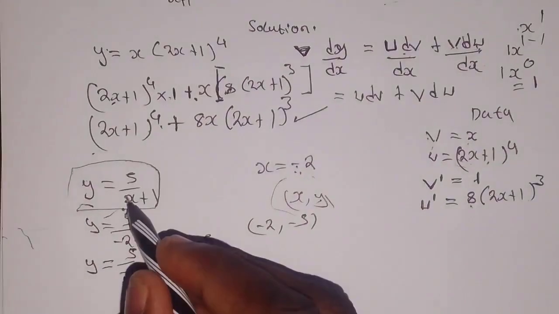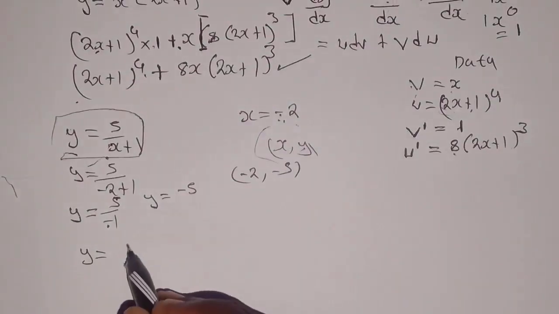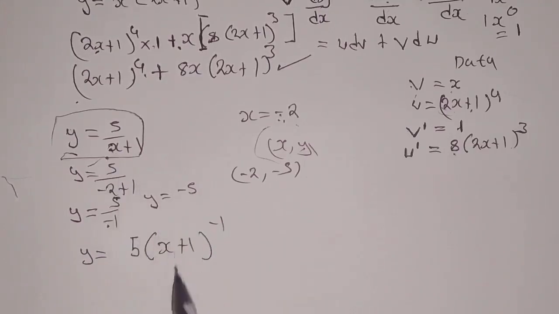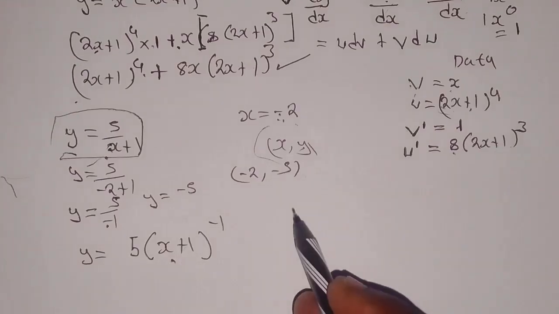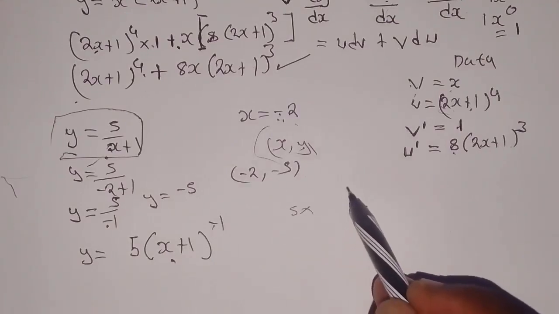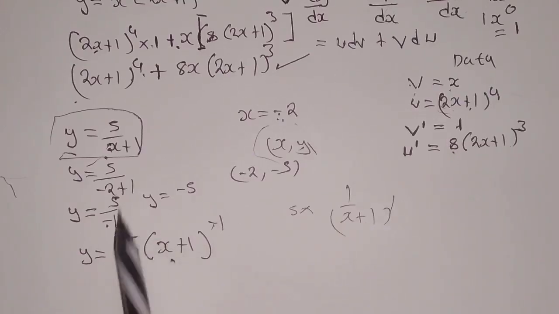So let's just differentiate this. We have y is equal to 5 multiplied by x plus 1 to the power negative 1. This can also be written in this form because it simply means 5 times 1 over x plus 1 to the power 1, hence it will bring you to this stage. Okay, so let's now differentiate this one.